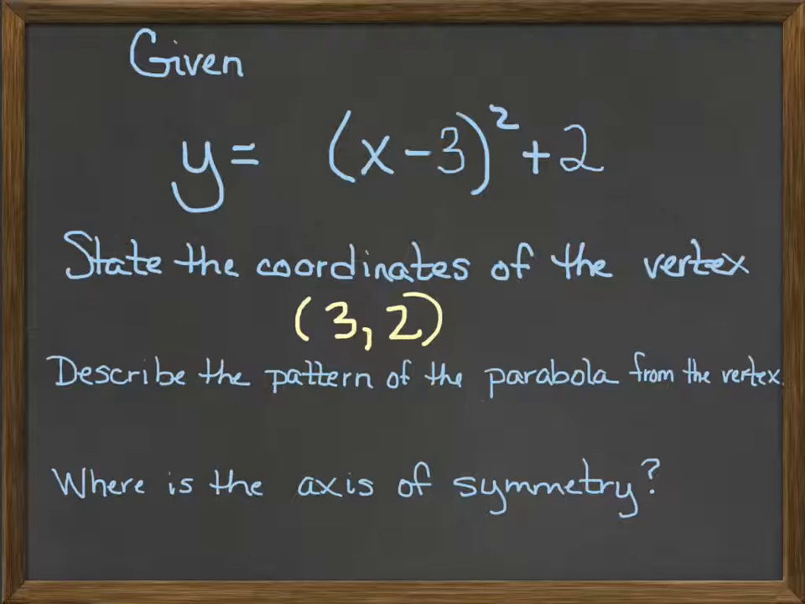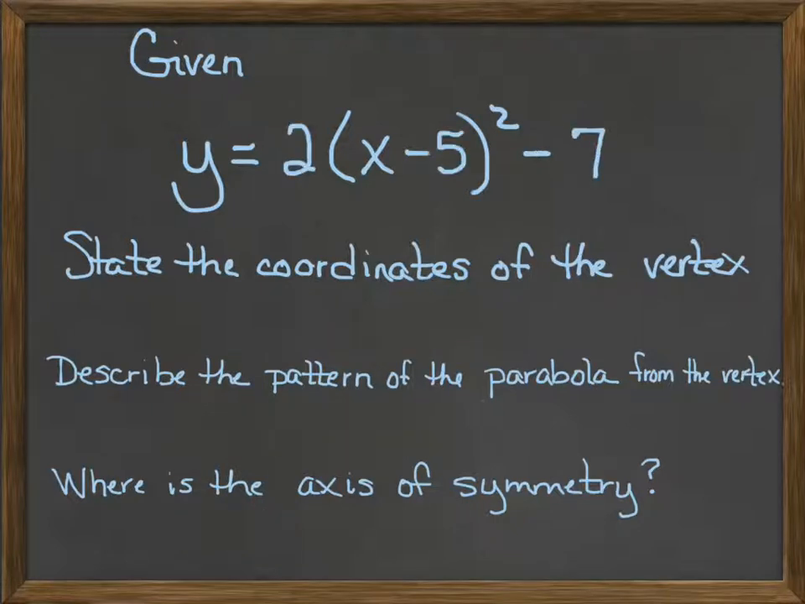The pattern, well, the value of a is 1. So you're going to go over 1, up 1, over 1, up 3, over 1, up 5, 7, until you have really no space left on your graph. And this is a pattern that you use starting with each preceding point. The axis of symmetry is the x-coordinate, so it's x equals 3.